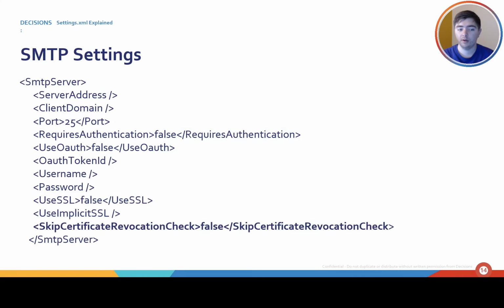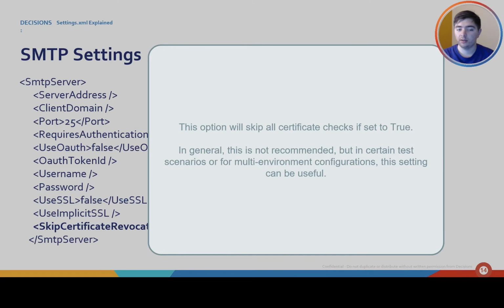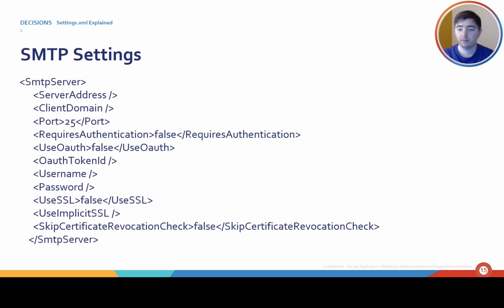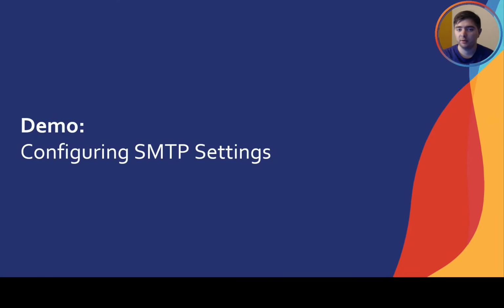And then the last one, skip certificate revocation check, is going to determine whether or not you check if the certificate on the SMTP server is true or not. Typically, you want to make sure that you are checking this and ensuring that your connection is more secure, but that is not always the case. Maybe you don't need this on a test server. So those are the basic settings. Let me go over how you would put them in to the decisions Settings.xml.